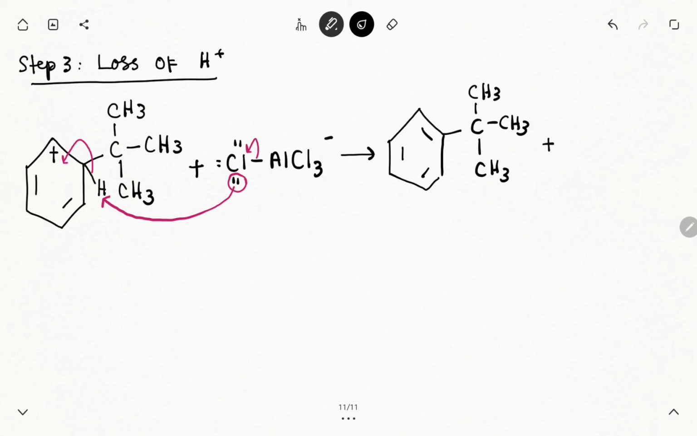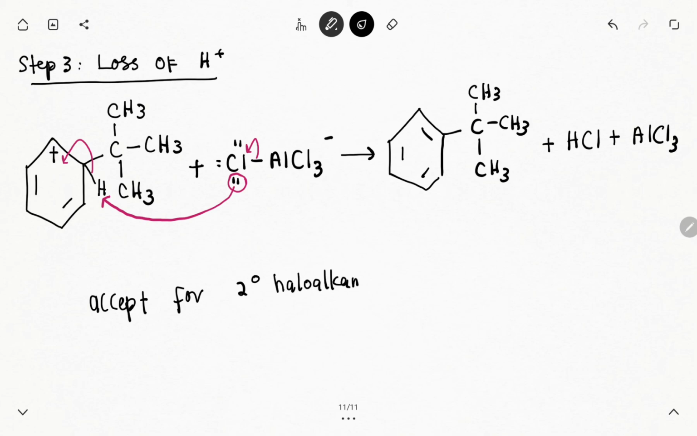Our side product formed is HCl plus AlCl3. This proves AlCl3 can also act as a catalyst because it is formed again in this reaction. This mechanism is also acceptable for a secondary haloalkane as your reagent in the reaction.